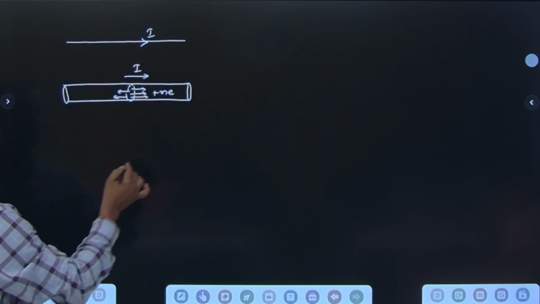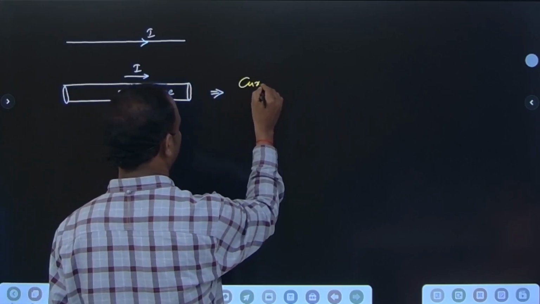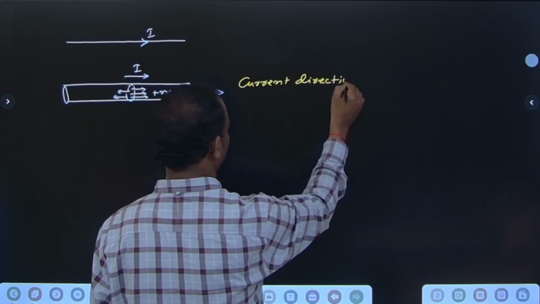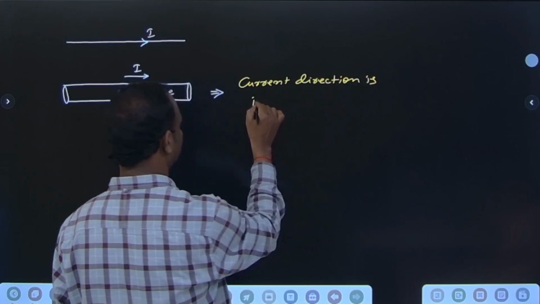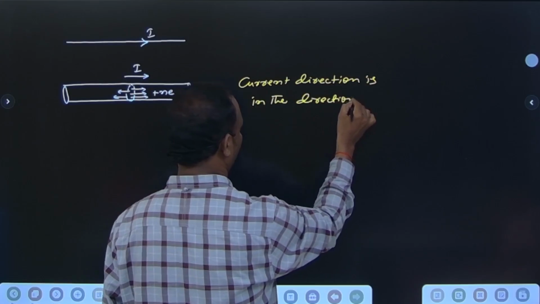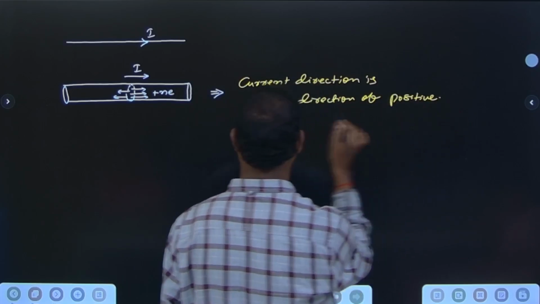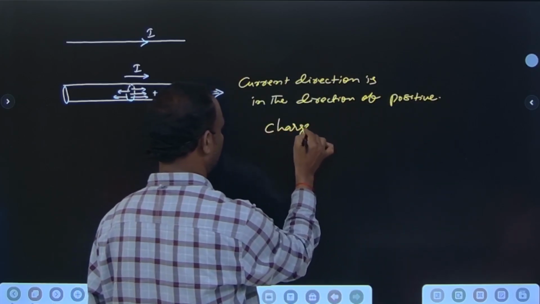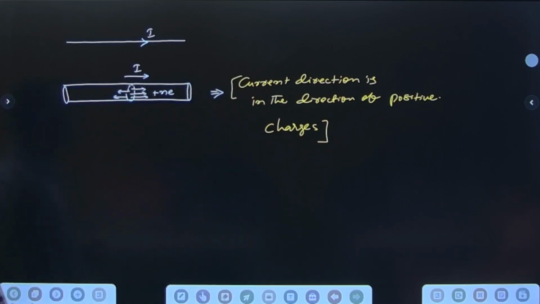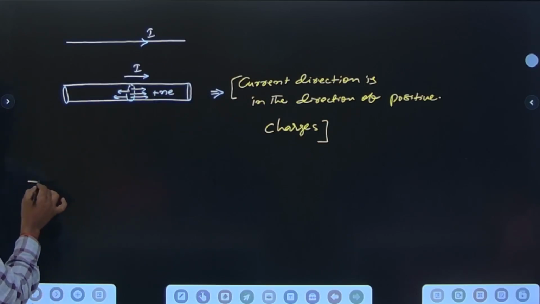So what do we say from this? The current direction is in the direction of positive charges. This is the direction of current.